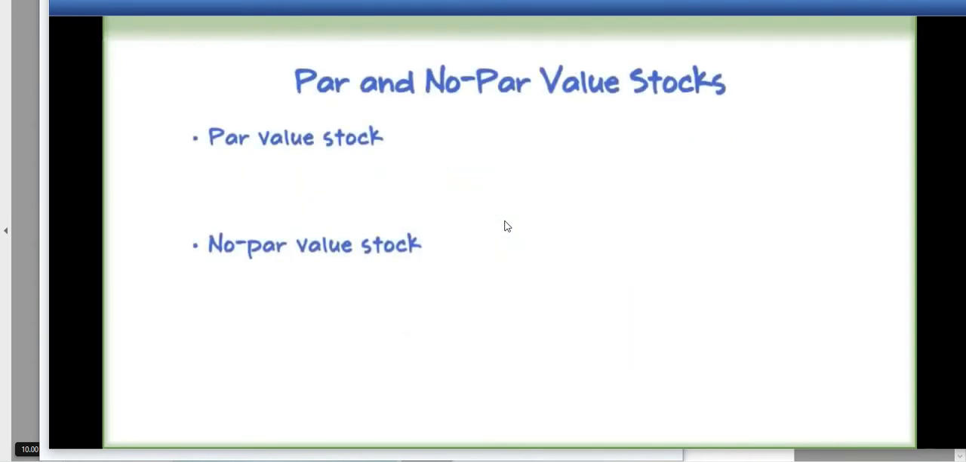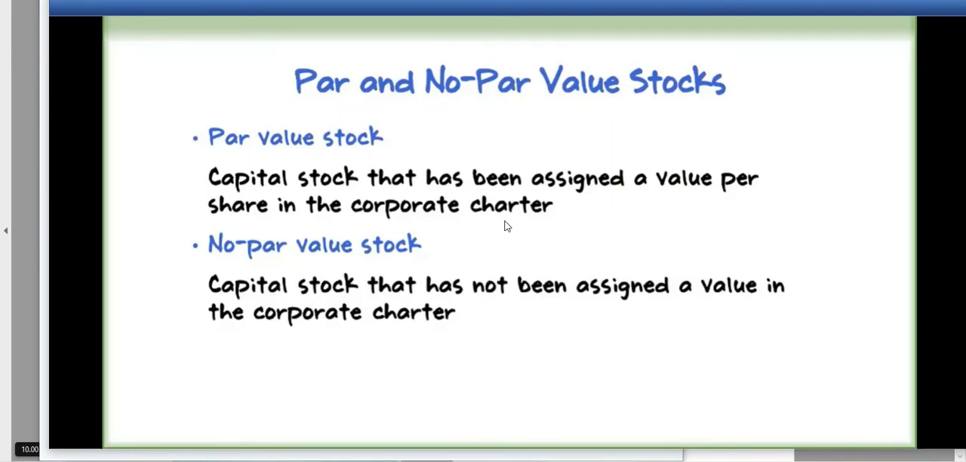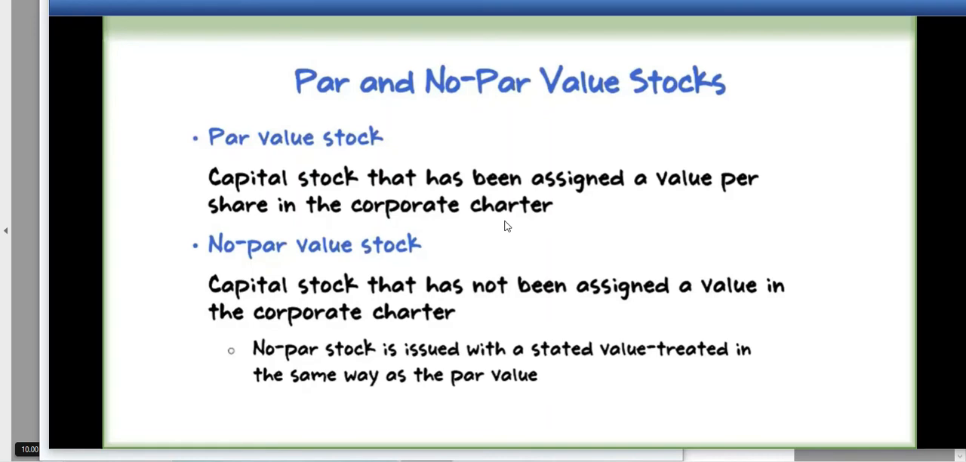In this exercise, we will see how to journalize issuance of common stock and preferred stock and purchase of treasury stock. Common stock may be either par value or no par value. Par value stock is capital stock that has been assigned a value per share in the corporate charter. No par value stock is capital stock that has not been assigned a value in the corporate charter. Some companies issue no par stock with a stated value. For accounting purposes, the stated value is treated in the same way as the par value.